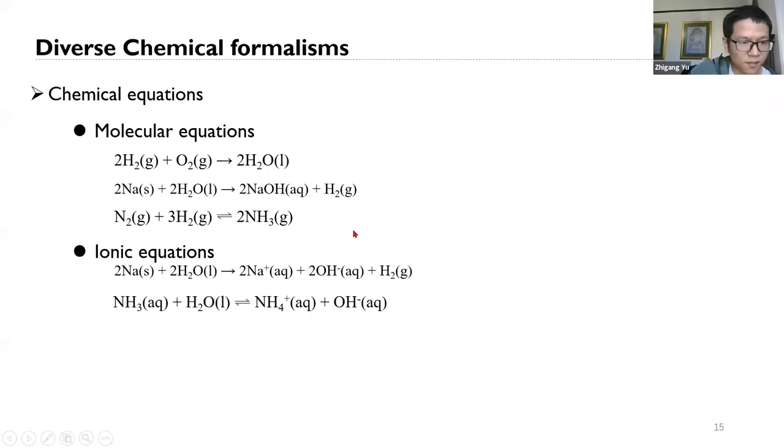And ionic equations are a type of equation in which dissolved ionic compounds are shown as free ions. You can see that this dissolved ionic compound is shown as ions here. Same here.